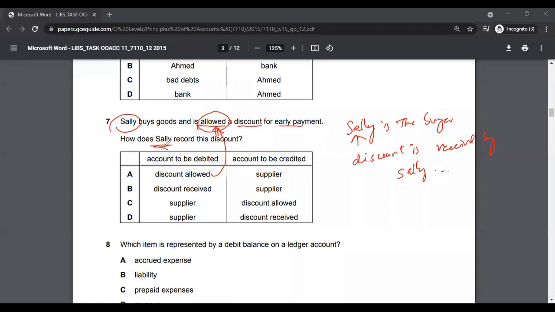How does Sally record this discount? If you see, discount received is always credited. So the answer to multiple choice 7 is immediately option D. It's not option A, it's not option B. So the answer to multiple choice 7 is option D.